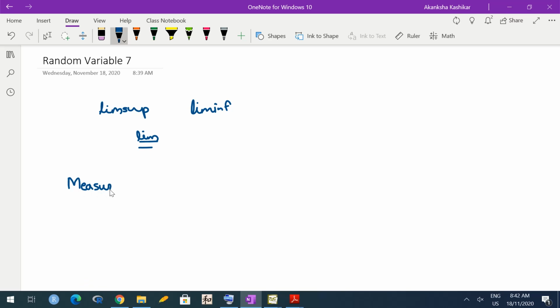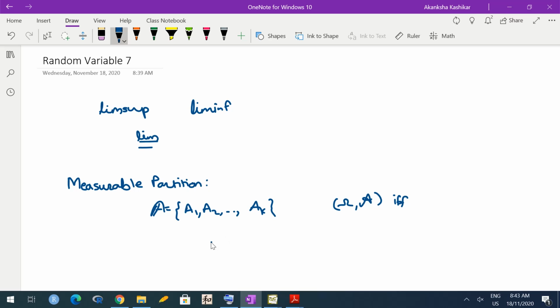A next step to that would be defining what is known as measurable partition. Okay. What is a measurable partition? Any partition, if I define it as say A1, A2, ..., AK, we will call this a measurable partition with respect to omega, script A, if and only if Ai is in script A for every i. Okay. So basically, if every set from that partition is in the sigma field, then we will say it's a measurable partition. Okay. And then we define simple random variable.